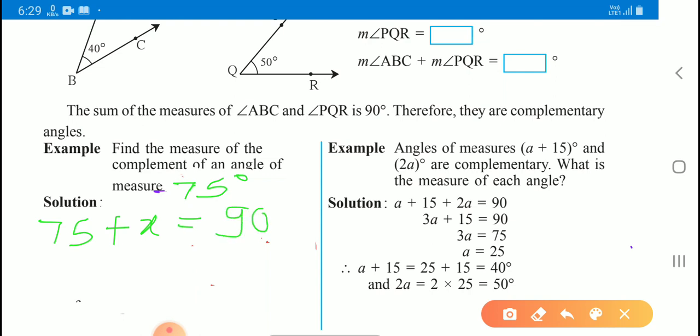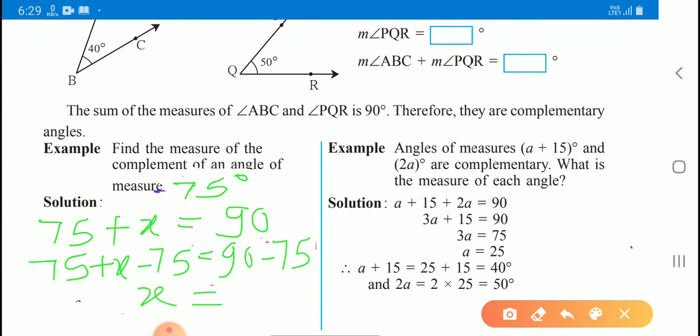You can write here also the sum of the measure of complementary angles is 90 degree. Therefore 75 plus X minus 75 is equal to 90 minus 75. Okay, then X is equal to 15 degree. This is the complement of an angle. Now we will see the next example given in your book.